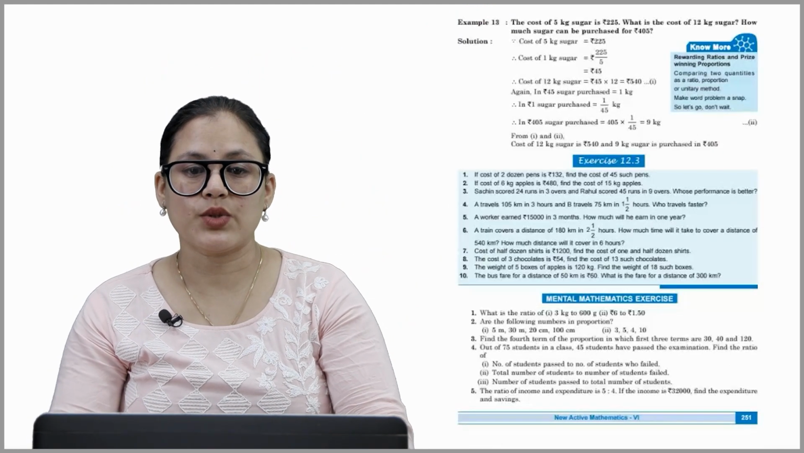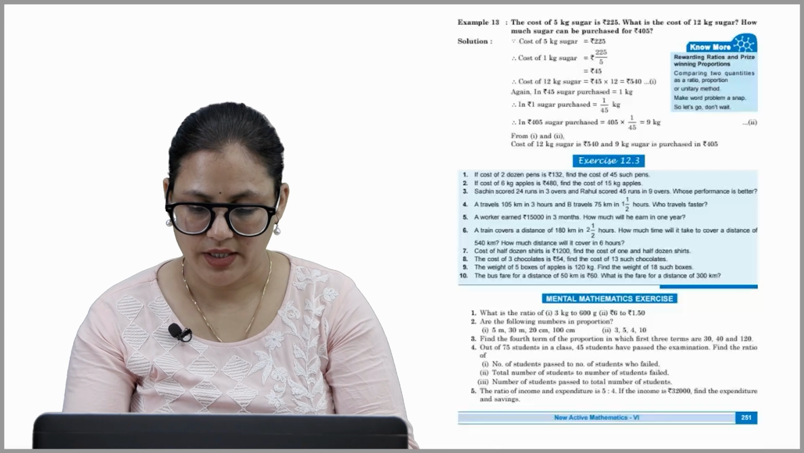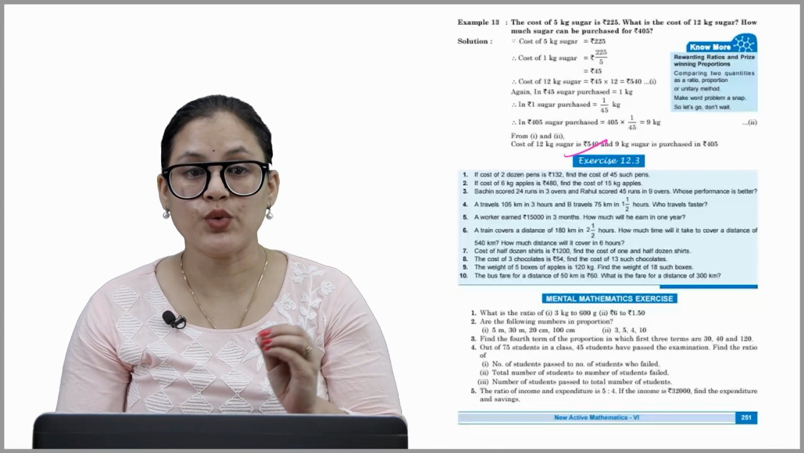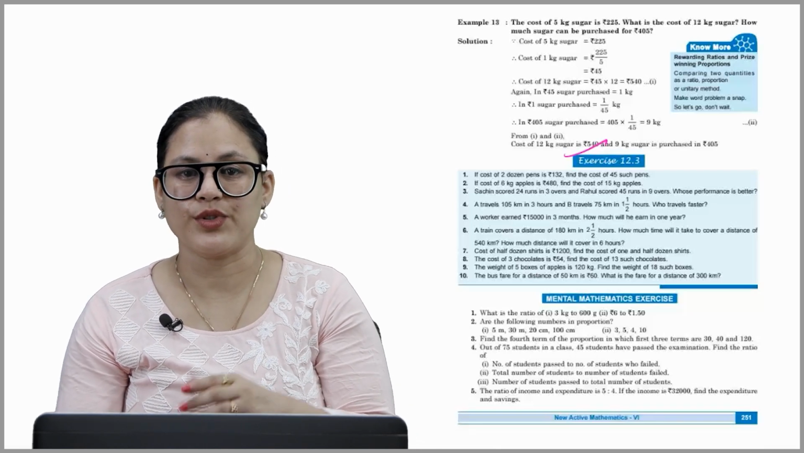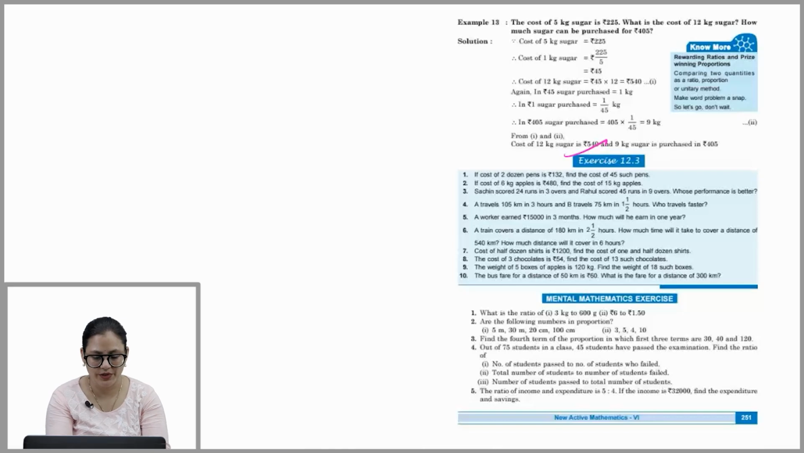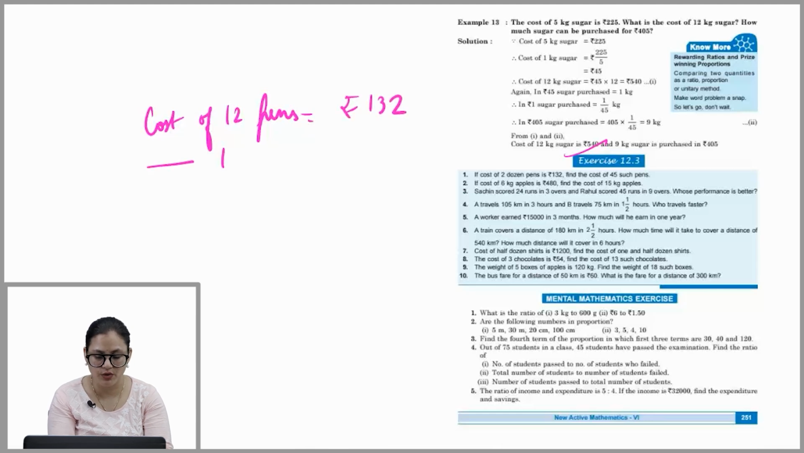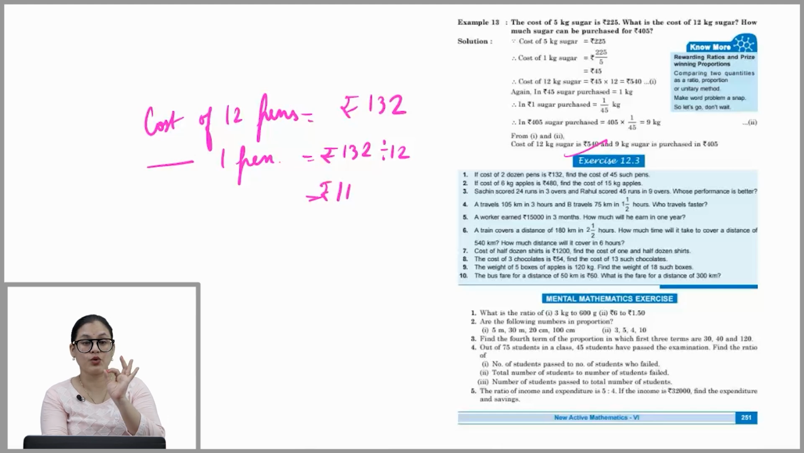Let's do exercise 12.3. If cost of 2 dozen pens is rupees 132, find the cost of 45 such pens. Okay, so you will write cost of 1 dozen, that is cost of 12 pens, is equal to how much? Rupees 132. First you will find cost of 1 pen. You will divide rupees 132 by 12. So what will you get? 12 ones are 12, rupees 11. So cost of 1 pen is rupees 11.